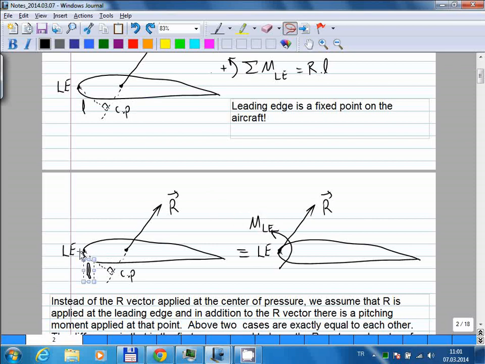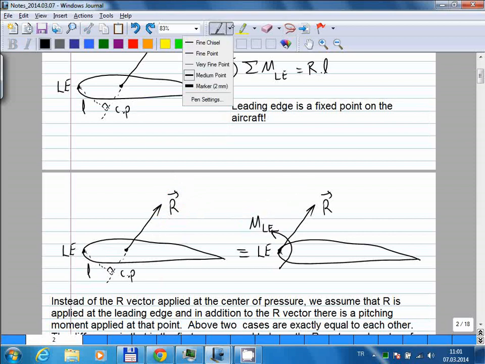Okay, so the moment due to this vector created at the leading edge is represented by this M_LE, and that will be given by: this is equal to the moment arm times the magnitude of the force vector R.